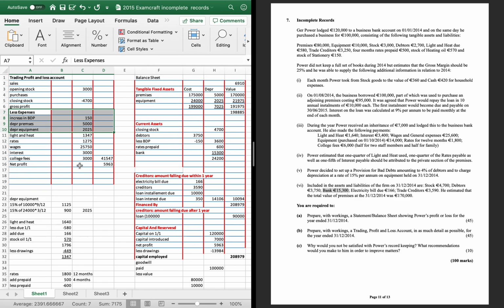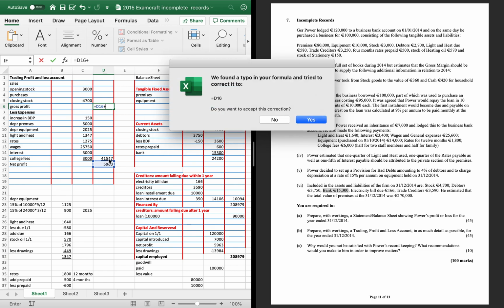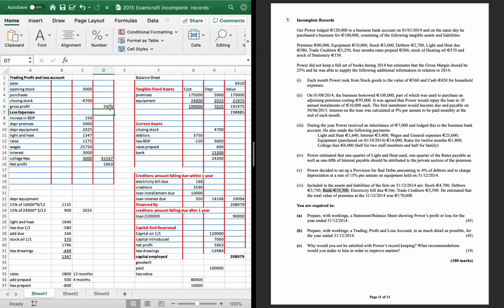So how do we find our gross profit? Well, gross profit is the number that you take 41,547 away from to get 5,963. So basically, we're going to add the two of those together, and that's 47,510. It told us then that gross margin is 25%, so profit is 25% of sales. So if we divide that by 25, multiply it by 100, you get 199,040. And then to find your cost of sales, that's the difference between those two numbers.